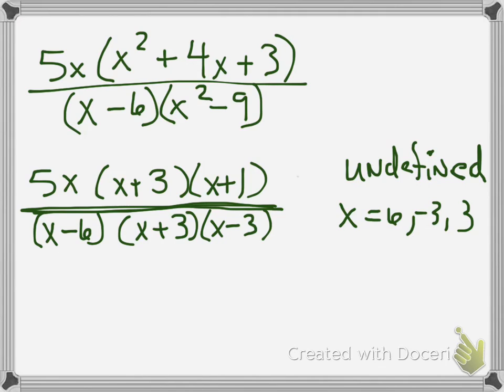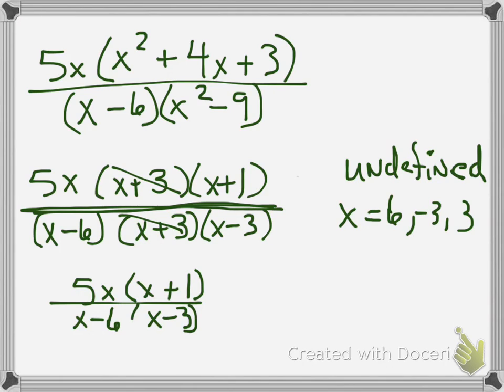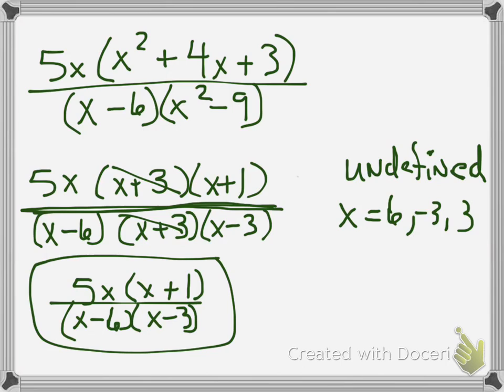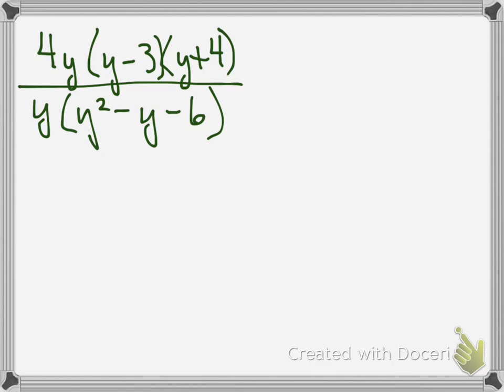Now I know where I'm undefined. Now I can cross out the common factors. Boom, boom. And I can say that this simplified is 5x times x plus 1 over x minus 6, x minus 3. I need another example of this, sir. You don't say. Let's look at another example.